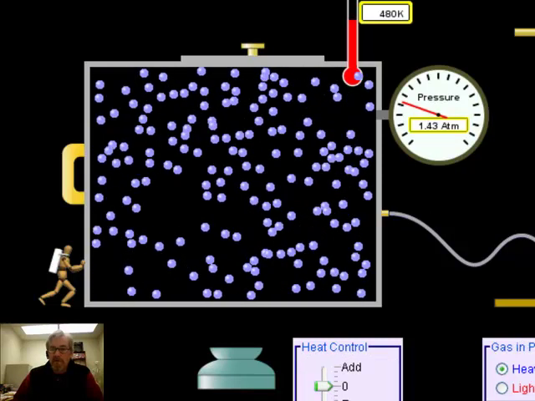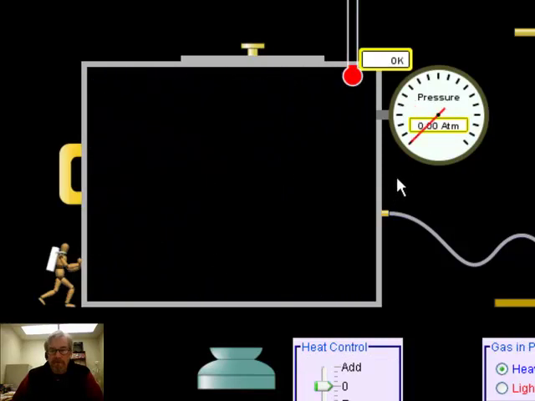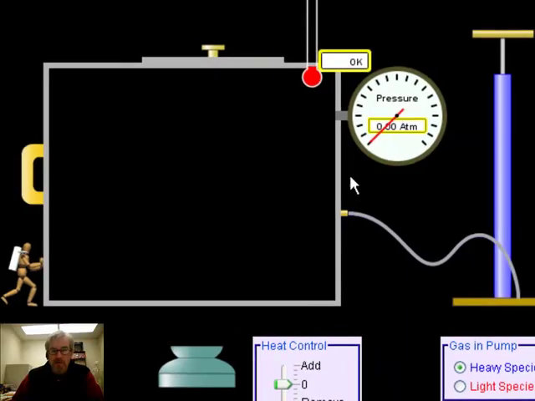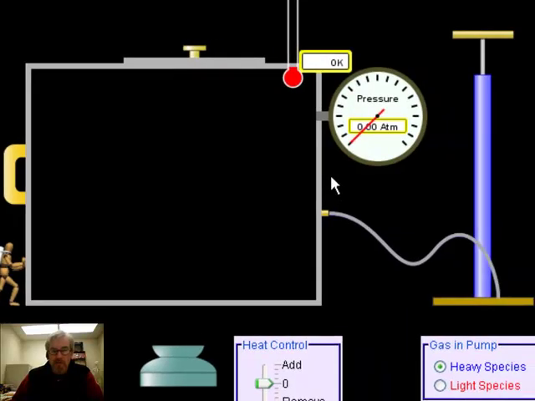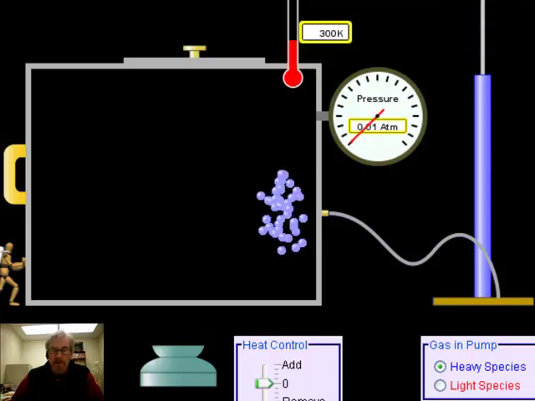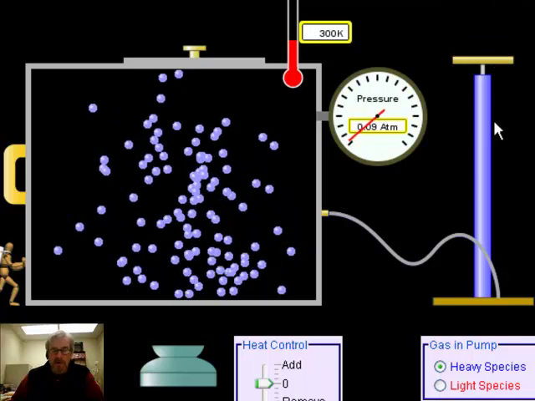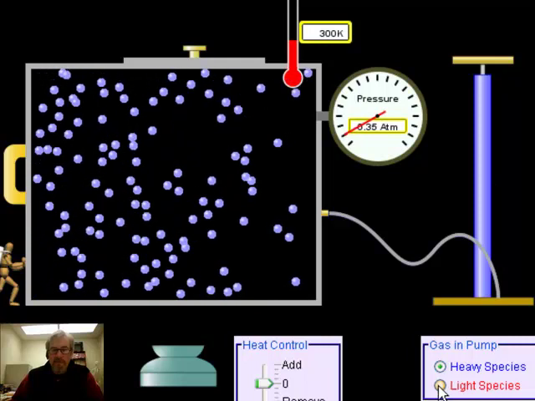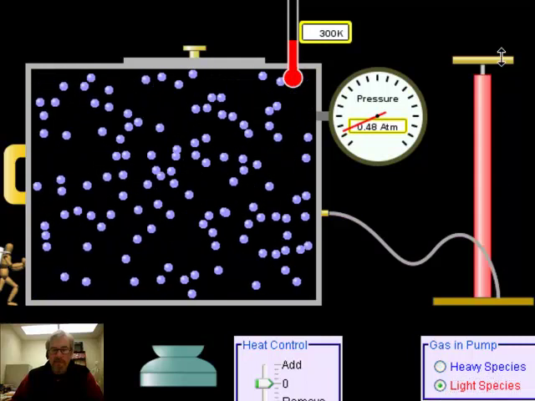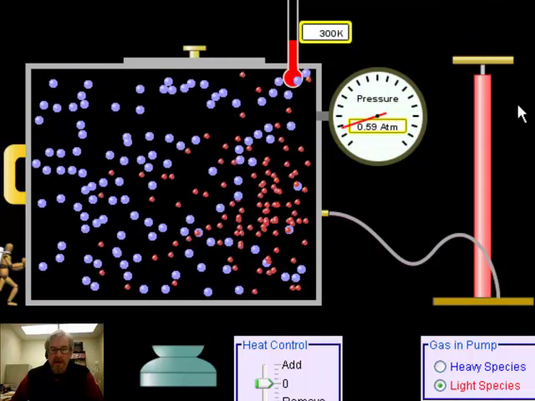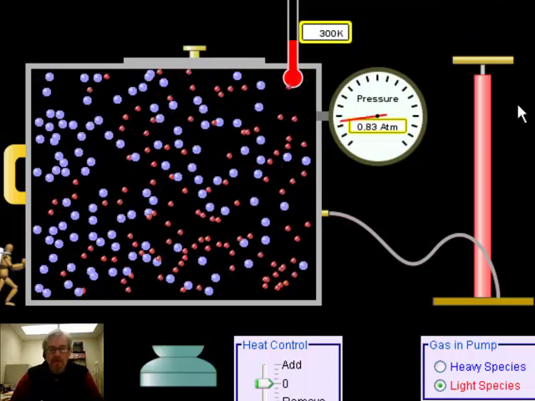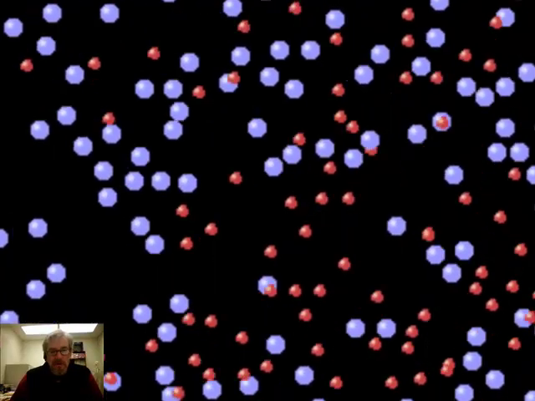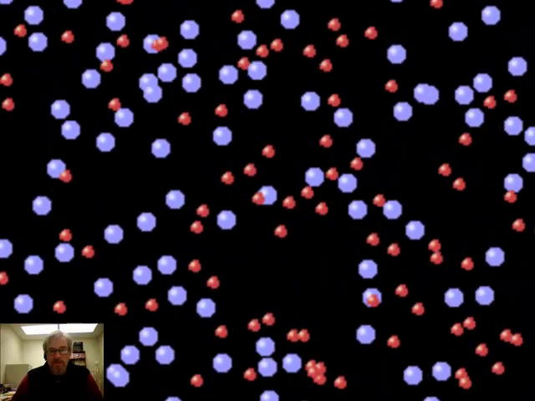Now I'm going to try something different. I want to see if you can visualize Graham's law of diffusion based on the kinetic theory of matter. So I'm going to pump in some gas, the heavy particles that I had in there before, and then I'm going to put the same amount of a lighter species in there. 2 pumps. Now I have 2 kinds of particles moving around in there. You can see if you're looking closely that the heavier blue ones are not moving as fast as the lighter red ones.